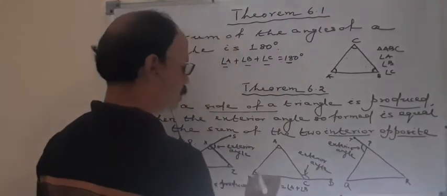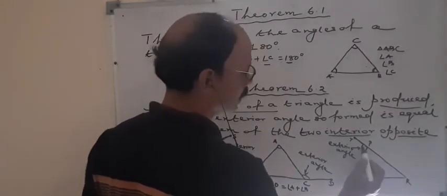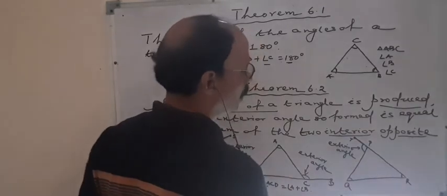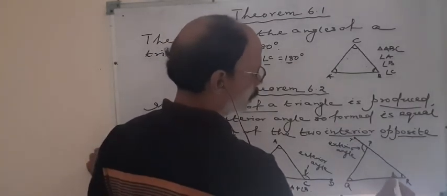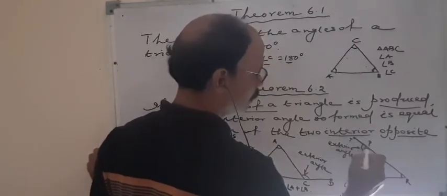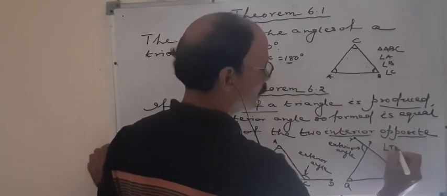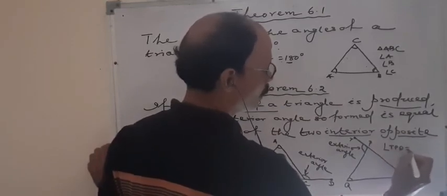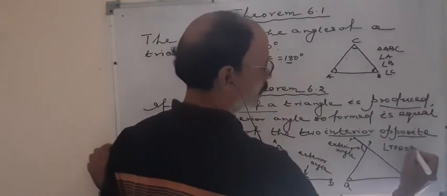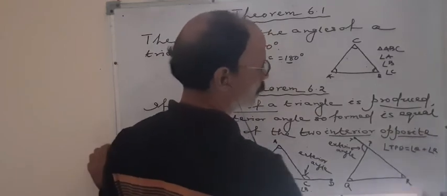Okay, so these two are what? These two are interior opposite angles. So इसके interior opposite angles कौन से हैं? This and this. It means here exterior angle is what? Exterior angle TPQ is equal to the sum of the two opposite interior angles, that is angle Q plus angle R.